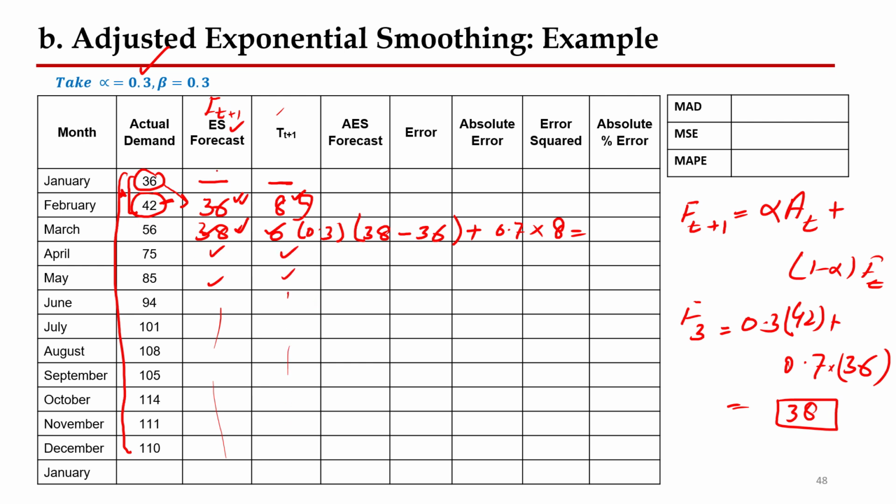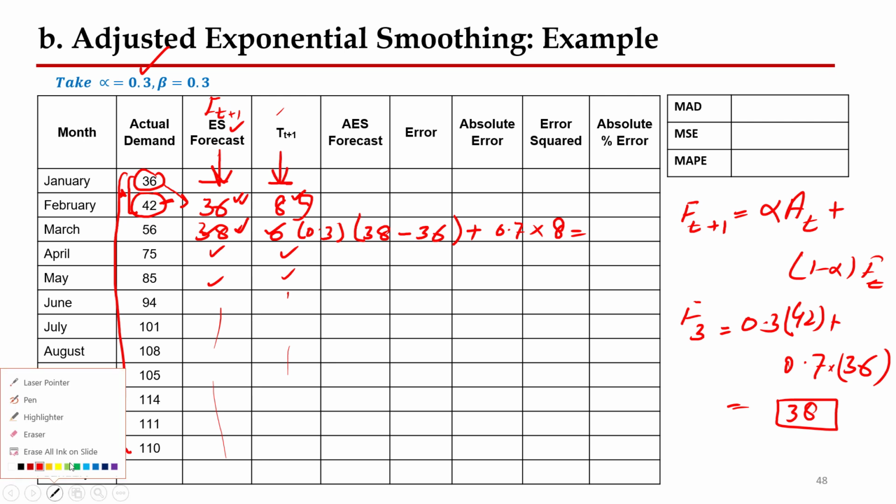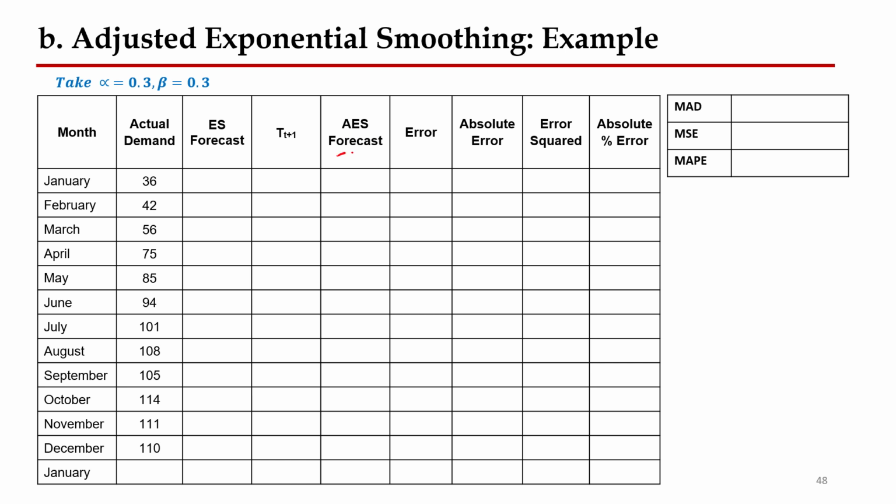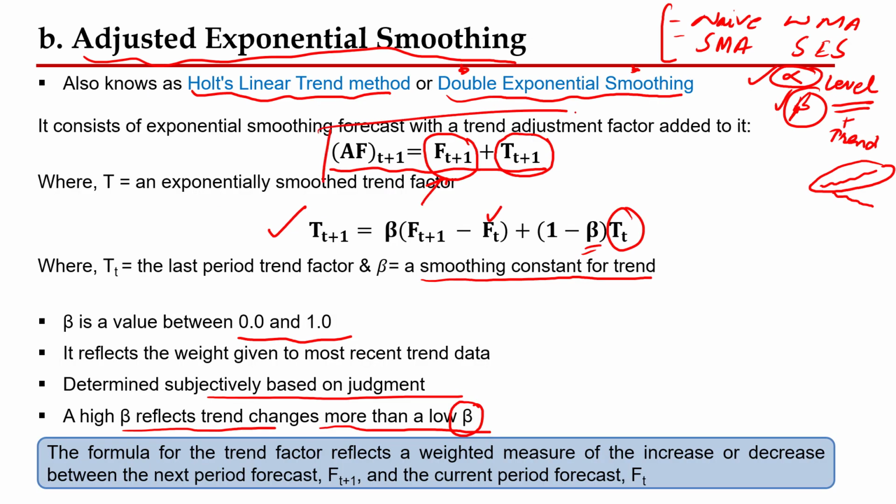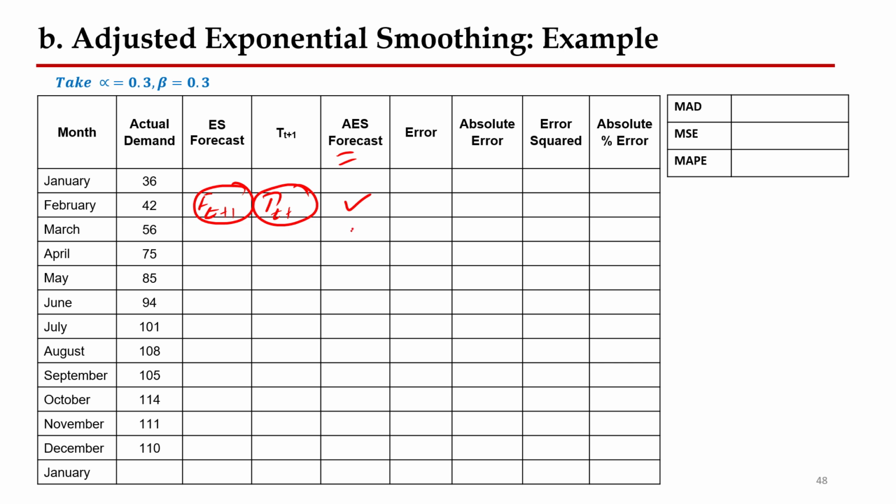Once I have calculated the F(t+1) column as well as the T(t+1) column, I can easily calculate the adjusted exponential smoothing value, which is F(t+1) plus T(t+1). So this value plus this value is going to be the adjusted exponential smoothing value. The same applies for the next one: this value plus this value, this one plus this one. So we can easily calculate those values.